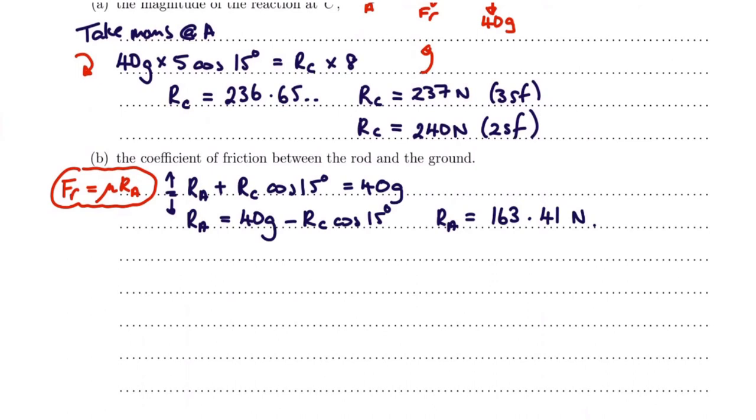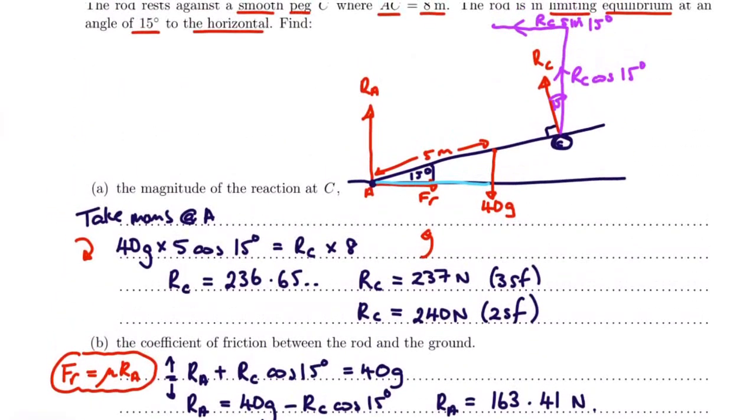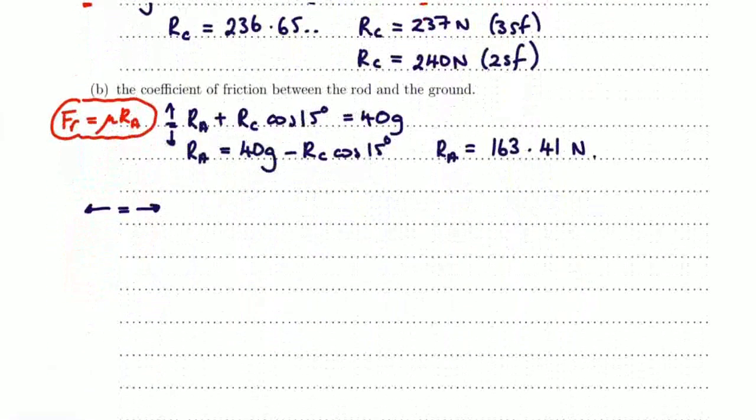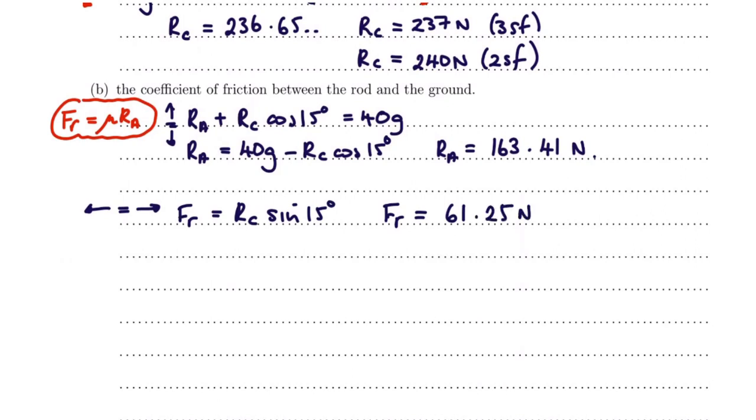We then need to do left equals right, because remember I need friction. I've now got RA, so left equals right, and again if you look at the diagram, the force that's going left is RC sine 15, the force that's going right is friction, so therefore friction equals RC sine 15. Put in the RC value from part A, so friction comes out as 61.25 newtons.